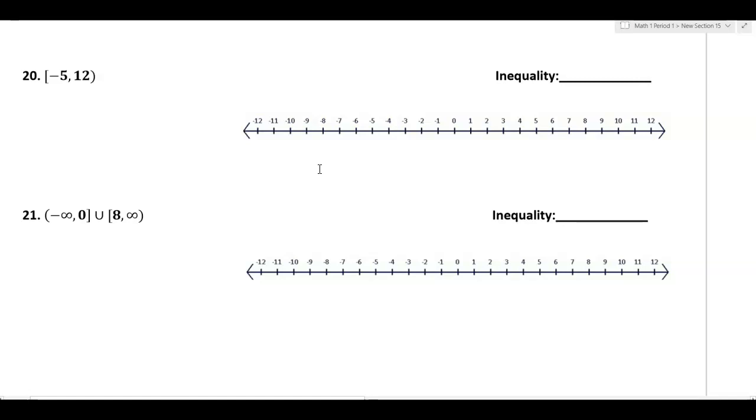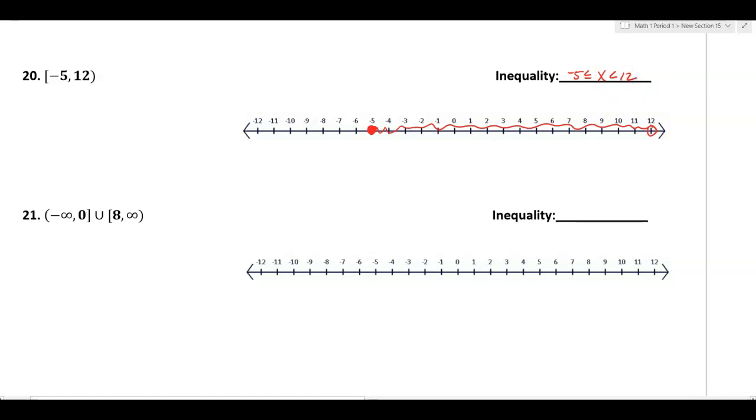Number 20, closed dot on negative 5. And this goes all the way to positive 12, and it's an open circle on positive 12. So it's all of these values, right? That's an AND statement with x in the middle. And x is greater than or equal to negative 5 and less than 12.